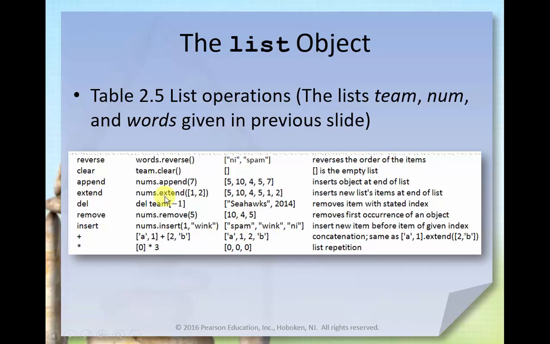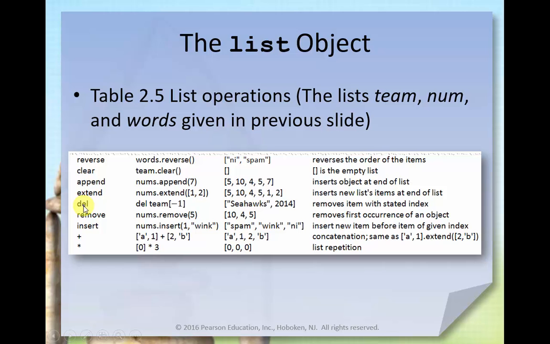Now this one's very similar, but it's a tad bit different. The idea of extending it, okay, inserts multiple items into the end of the list. So append generally means one object. Extend can be multiple objects.